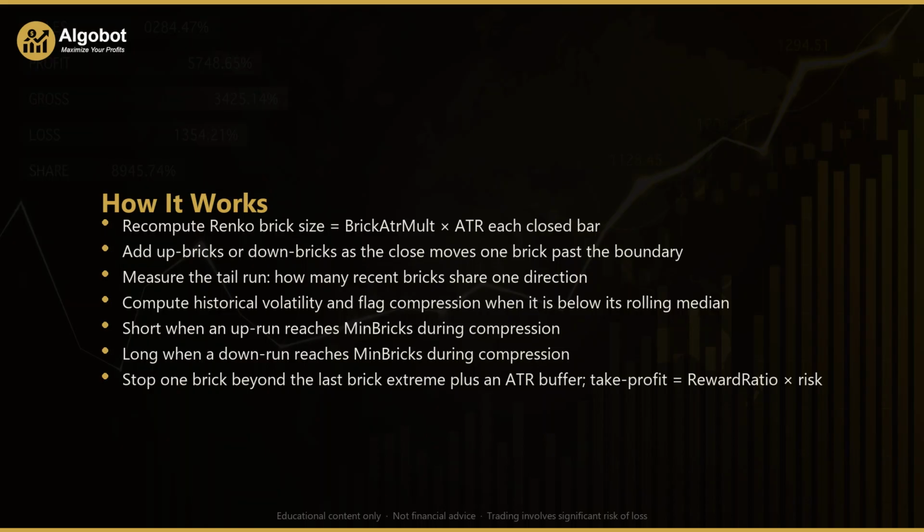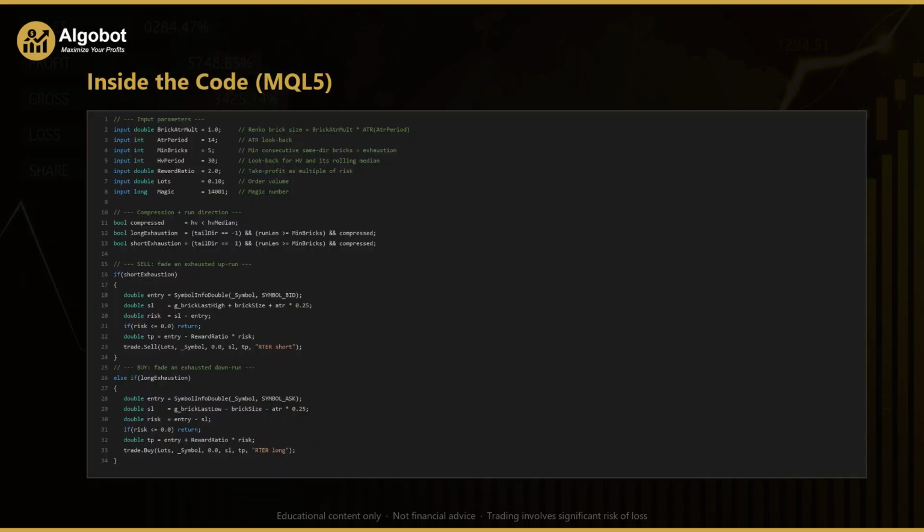The distance from entry to stop becomes the risk. The take profit is then set at the reward ratio times that risk. With the default reward ratio of 2, the target sits twice as far from entry as the stop. Both the stop and target are attached when the order is placed, so each trade has its exit defined from the start. Here's the heart of the strategy as it appears in MetaEditor.